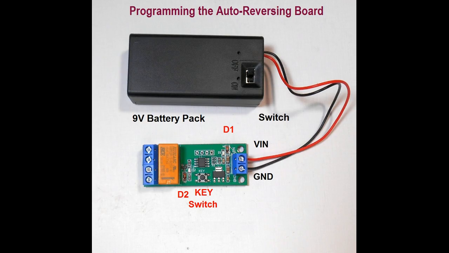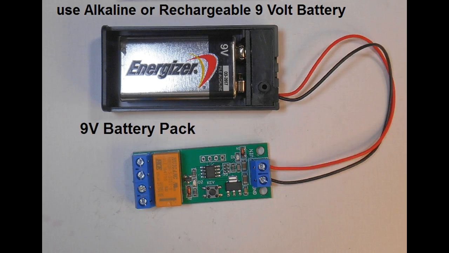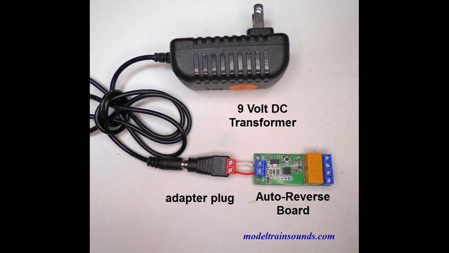The positive wire is connected to the single blue terminal port labeled VIN, for voltage in, on the auto reversing board, and the black wire to the port labeled GND, for ground. Use a fresh 9 volt alkaline or rechargeable battery to power the board. Do not use a heavy duty battery, as these are unreliable. A 6 to 12 volt DC wall transformer with an adapter plug can also be used.